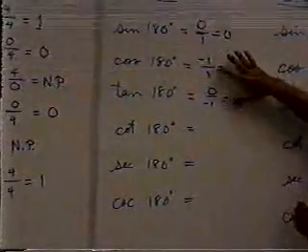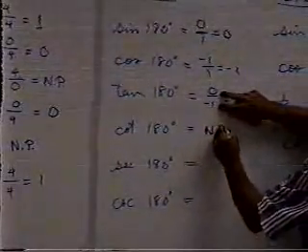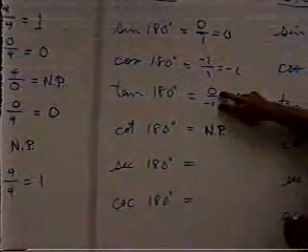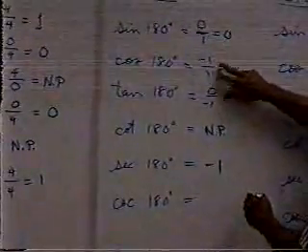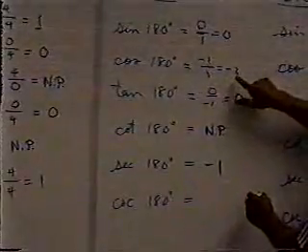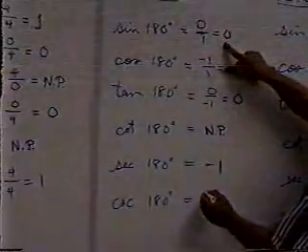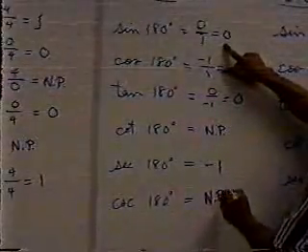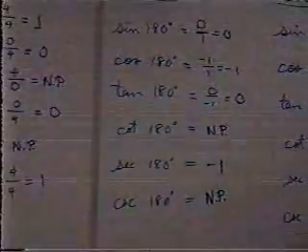And now that we've got these three, we can flip them over. Cotangent is this flipped over, which would be not possible. Secant would be this flipped over, which is still a minus 1. Flip that over and you still get a minus 1. Reciprocal of a minus 1 is a minus 1. And then flipping over the sine, we get a not possible. And again, we have 2 not possibles, 2 zeros, 2 minus 1s.